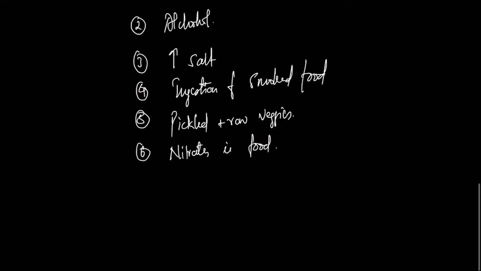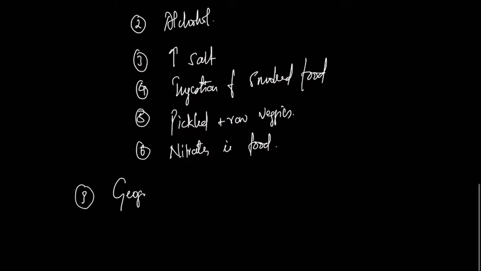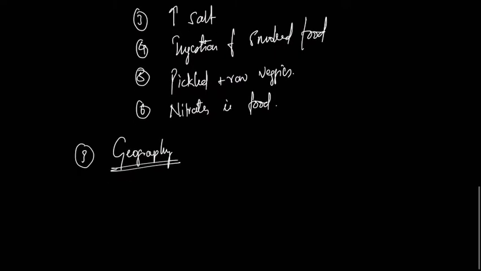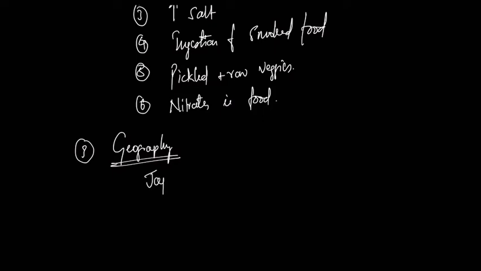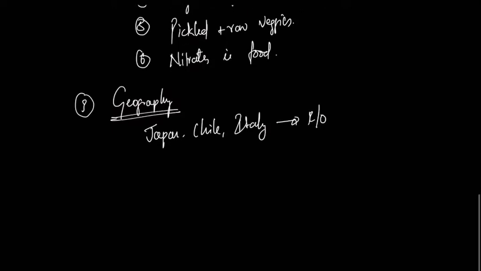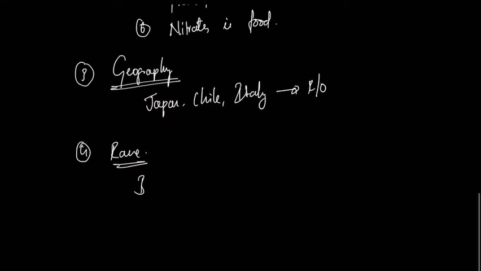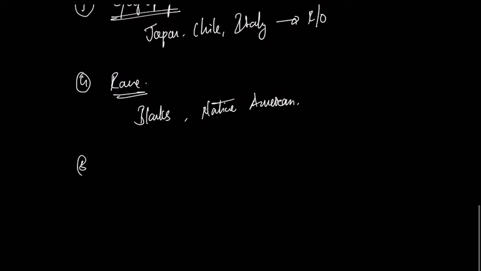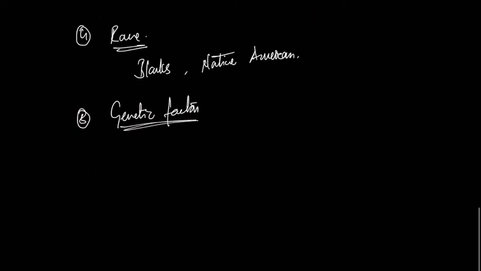All right. Now let's look at certain geography factors. So it has been seen that Japanese and people from Chile and Italy, so these three regions, have a higher risk of gastric carcinoma. Now let's look at race. So there are your blacks and your Native Americans. Now it has also been seen that certain genetic factors also do have a role in gastric carcinoma.